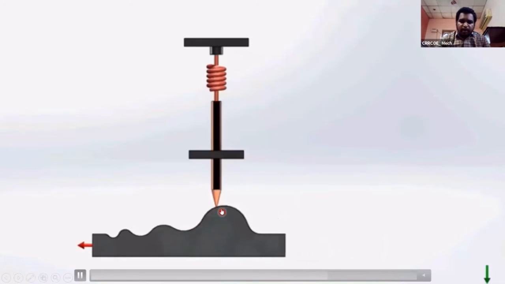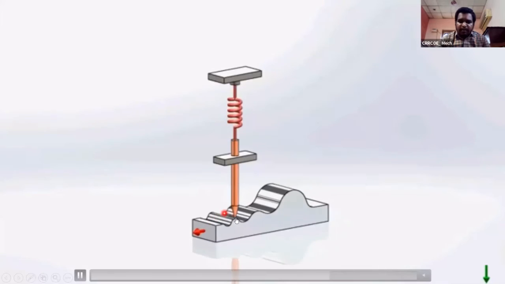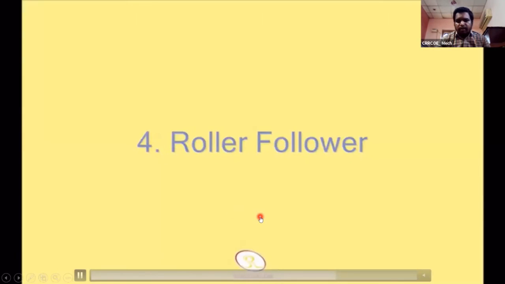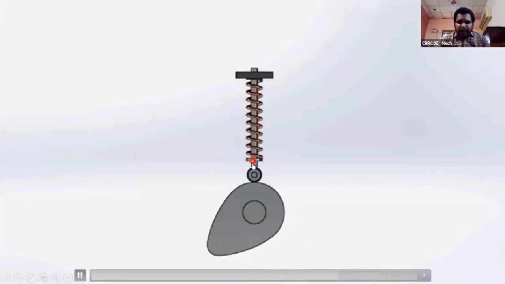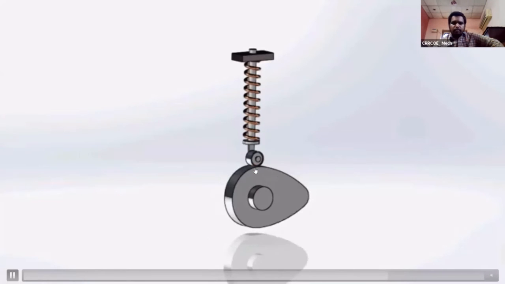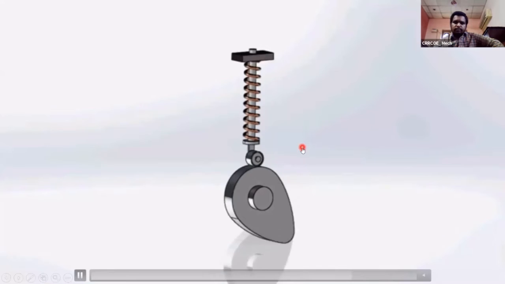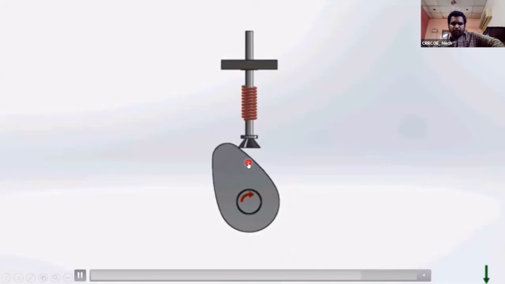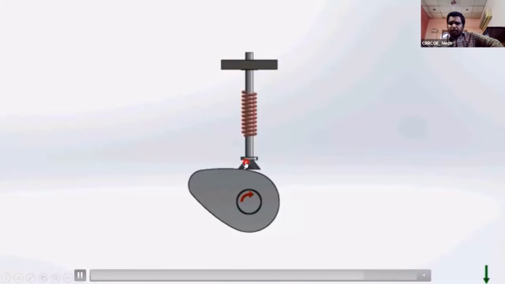Here the end shape of the follower is like a knife edge. Roller follower means the end of the follower is a roller. We have a roller at the end of the follower. Mushroom follower means the shape at the end of the follower is like a mushroom.